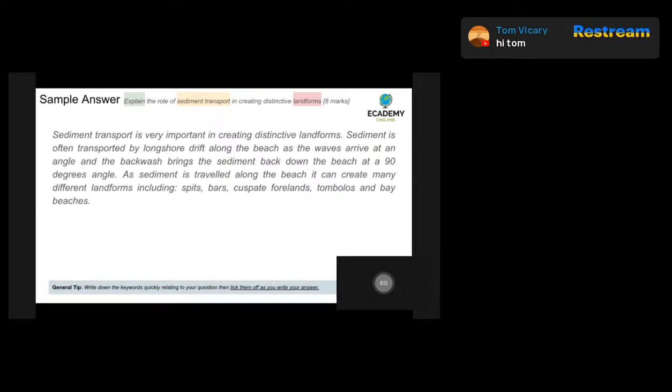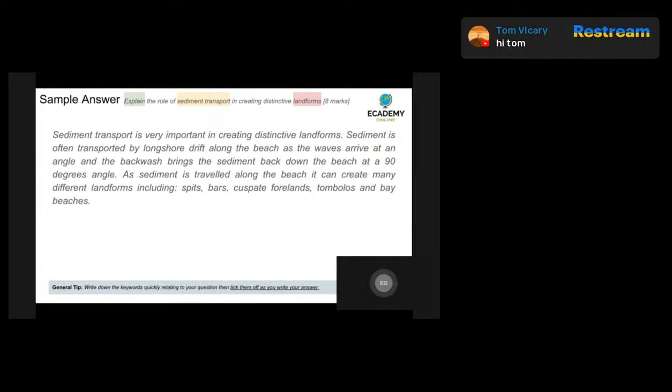So this candidate has talked, very briefly in their introductory paragraph, about the role of sediment, has identified longshore drift as a process, and has identified the role of backwash, although they don't talk about swash. They talk about how the material is brought onto the beach, and then qualify that by saying that there are a number of different types of landforms that could be created.